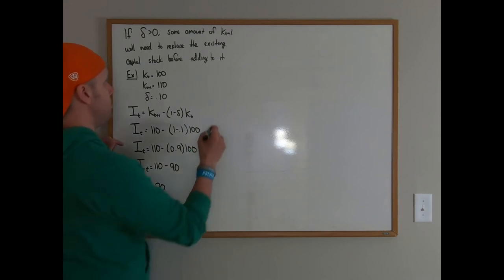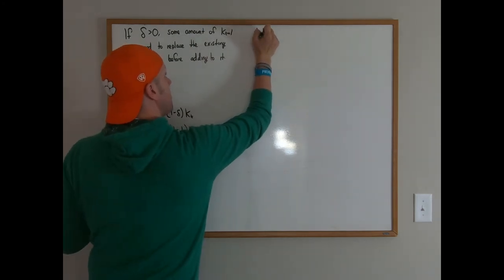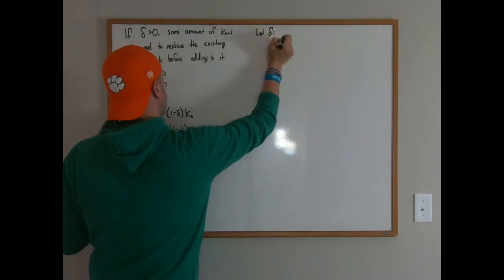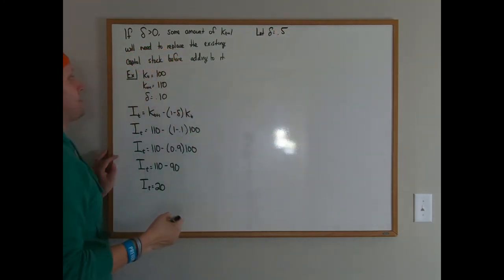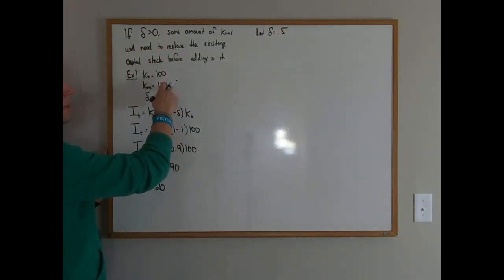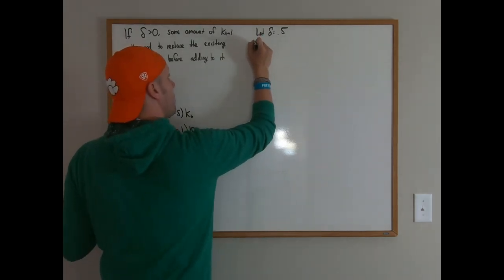Conversely, let's assume for a moment delta is 0.5. K_t and K_{t+1} are still going to be the same. What do we get now?